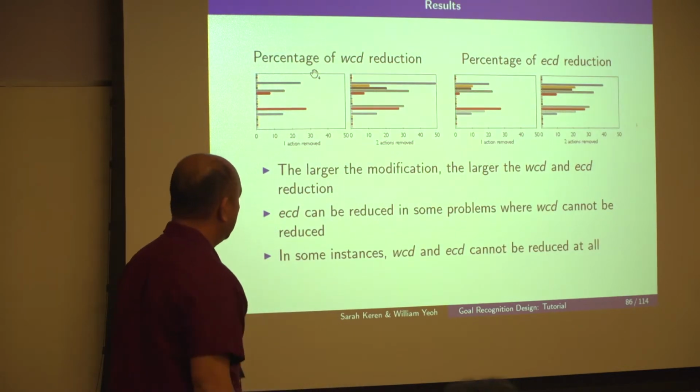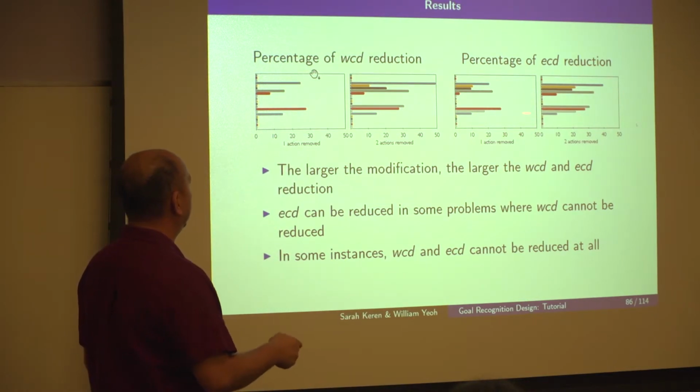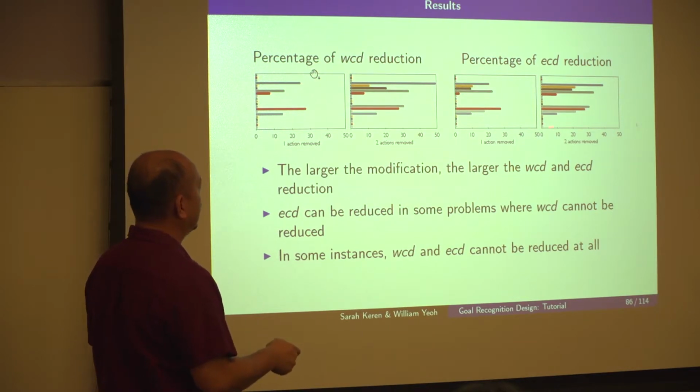All right, so some sample results. Unfortunately, these graphs are kind of small. What you see are 4 graphs here. The 2 graphs on the left-hand side are for WCD. The 2 graphs on the right-hand side are for ECD.